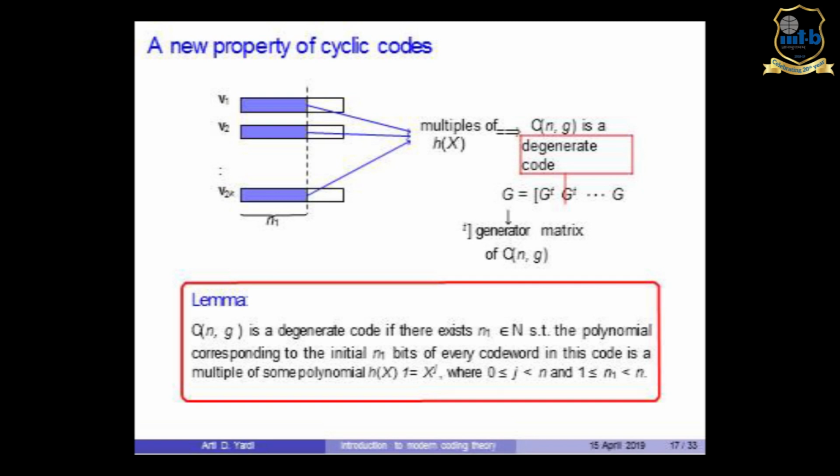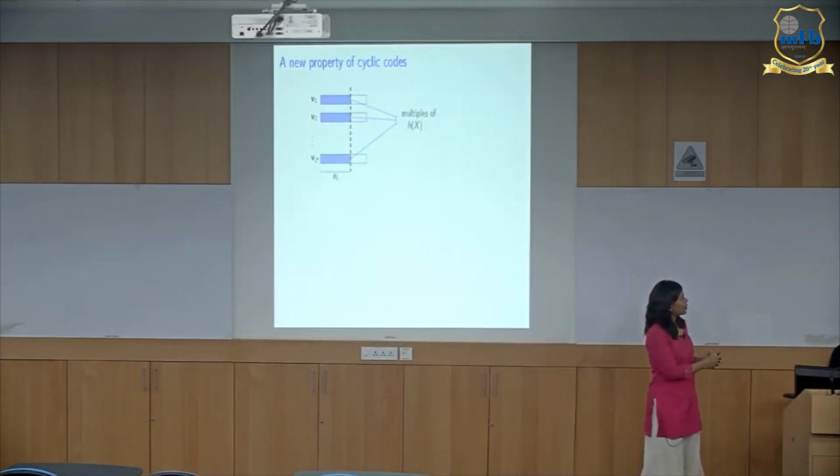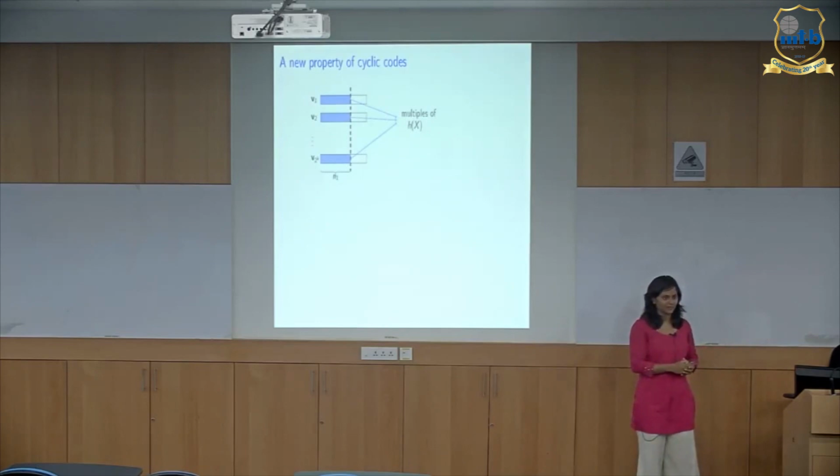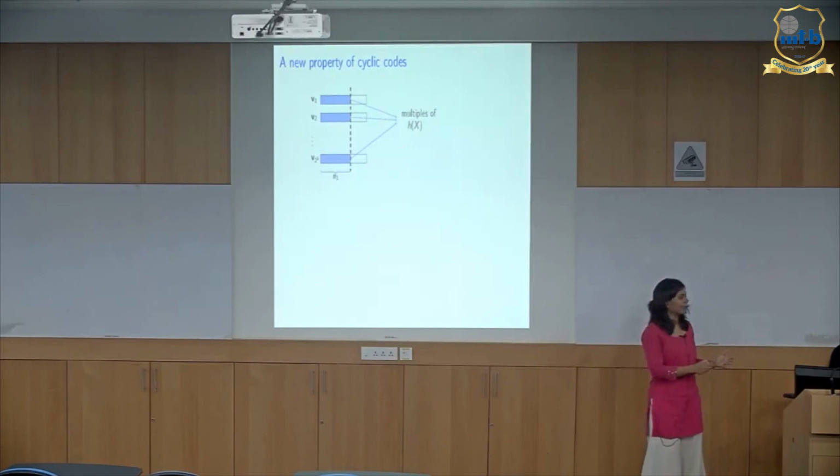Okay, so now let's see what this structural property is. Suppose we have the code words of a cyclic code, V1 to Vk. Now let's choose some integer n1 and consider the polynomial corresponding to the initial n1 bits of all these code words. If I assume that the polynomial corresponding to this blue part is a multiple of some h of x, then we prove that such a cyclic code will be a degenerate code.